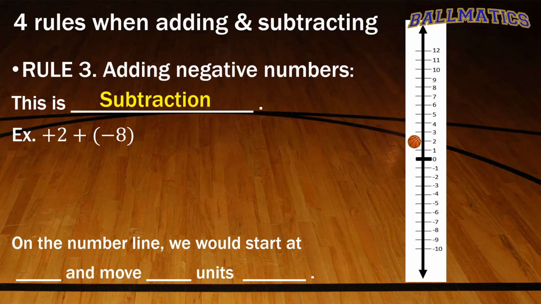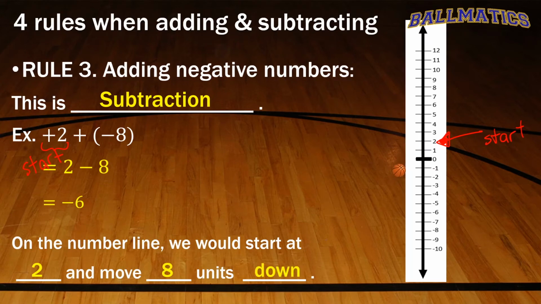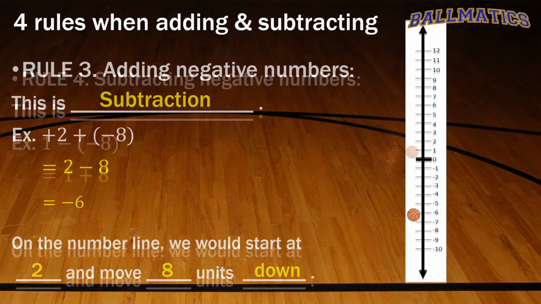In the example here, we've got +2, and then we're going to add -8. So again, the +2 is our start. That is our start point. On the number line, we start at +2, and then we're going to add negative 8. Again, we said we're going to simplify that, and we can simply write 2 minus 8, and you should agree with me that you would end up at negative 6. So again, on the number line, we start at 2, we move 8 units down, and the basketball should land at negative 6 as the final answer, and that is the total score.